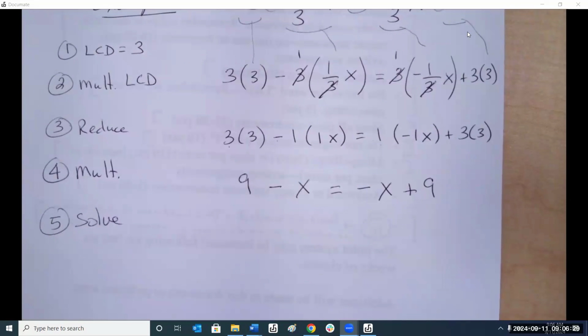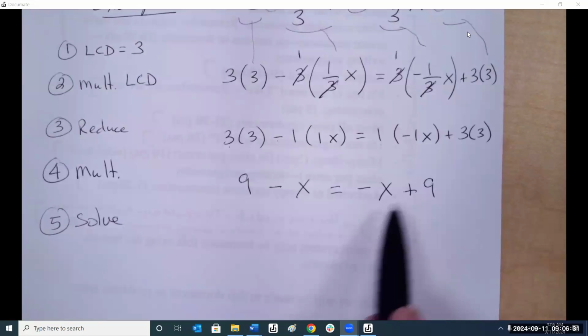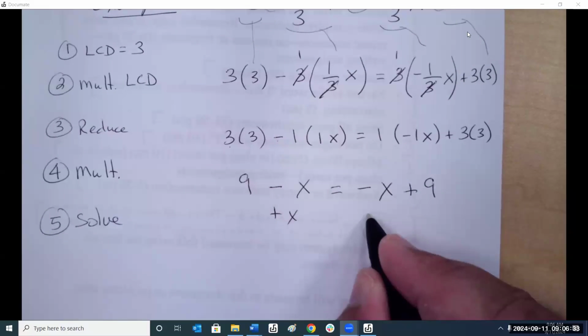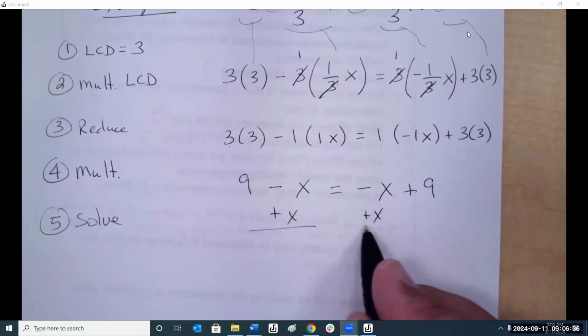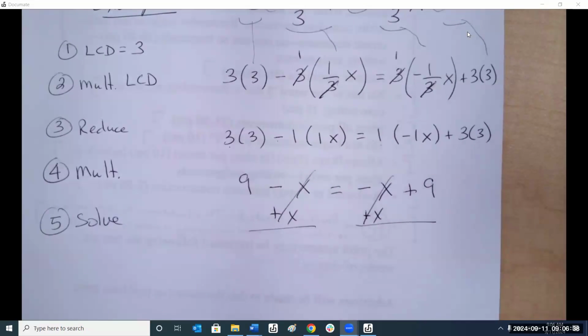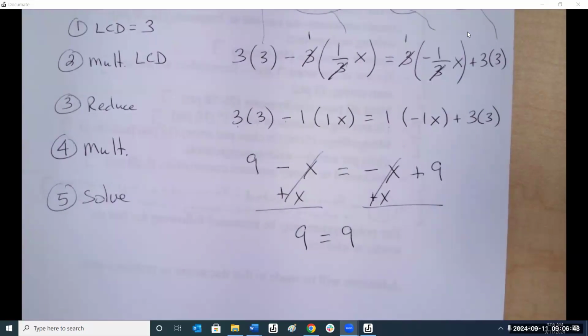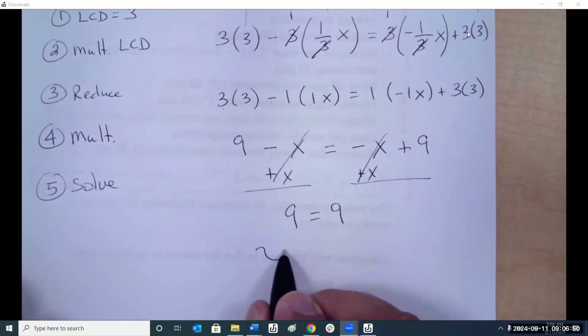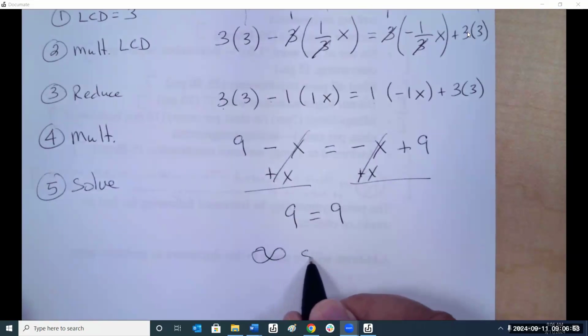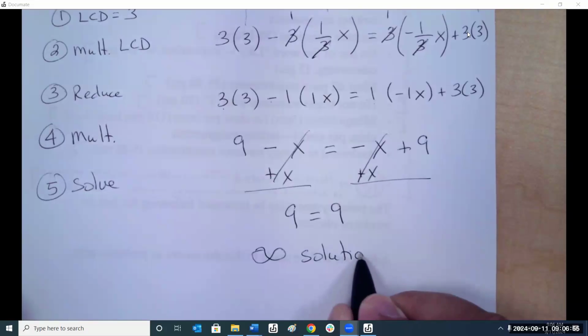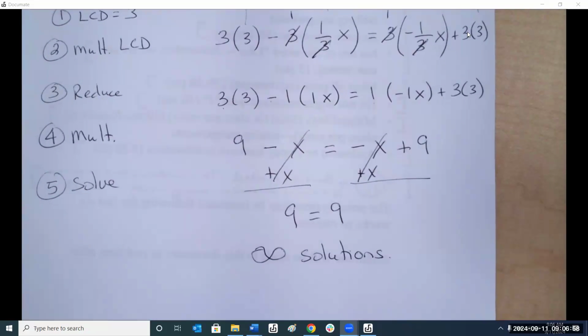And then the last step is solve. There are the same x's on both sides, so I add x to both sides. Which now leads us to this. Does 9 equal 9? Yes. So that means you have an infinite number of solutions. Any x you put in there is going to work because both sides of the equation are equal.